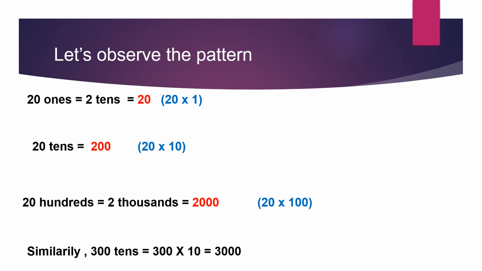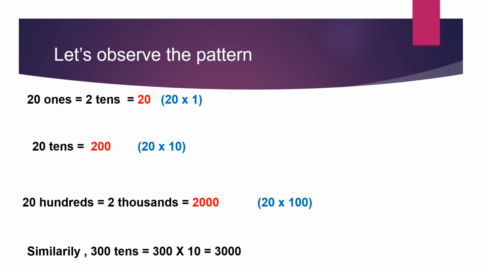Using the base 10 blocks, we just visualized the value of certain numbers. Now, let us observe some pattern. We noticed that the value of 20 ones is equal to 20, which is the same as 20 times 1. Similarly, 20 tens is equal to 200, which is equal to 20 times 10. In the same way, 20 hundreds is equal to 2000, which is the same as 20 times 100.